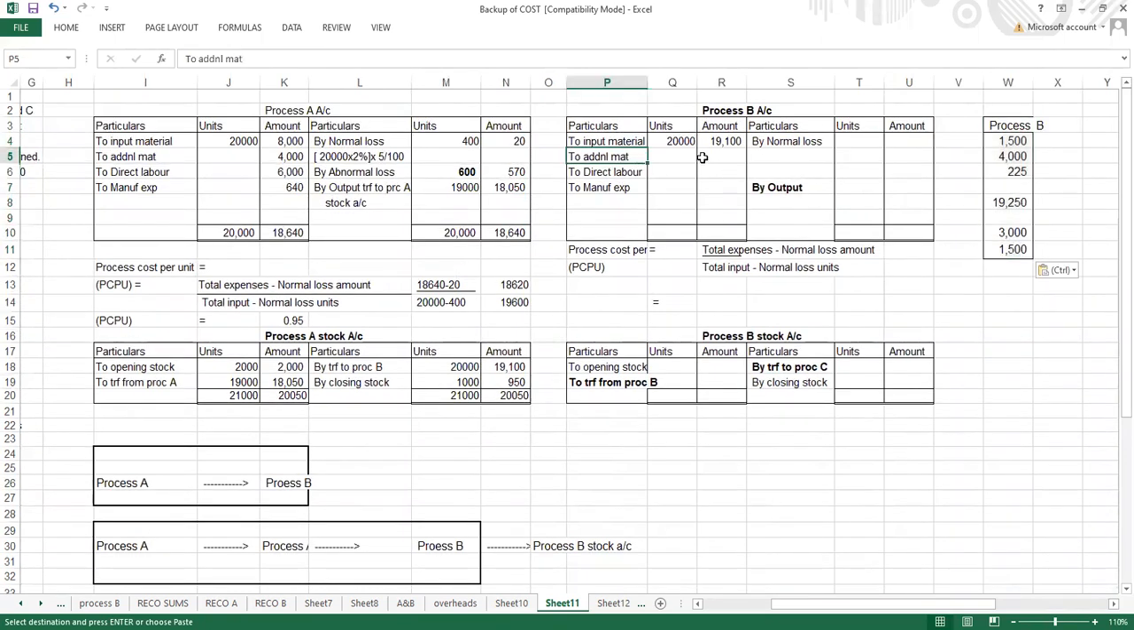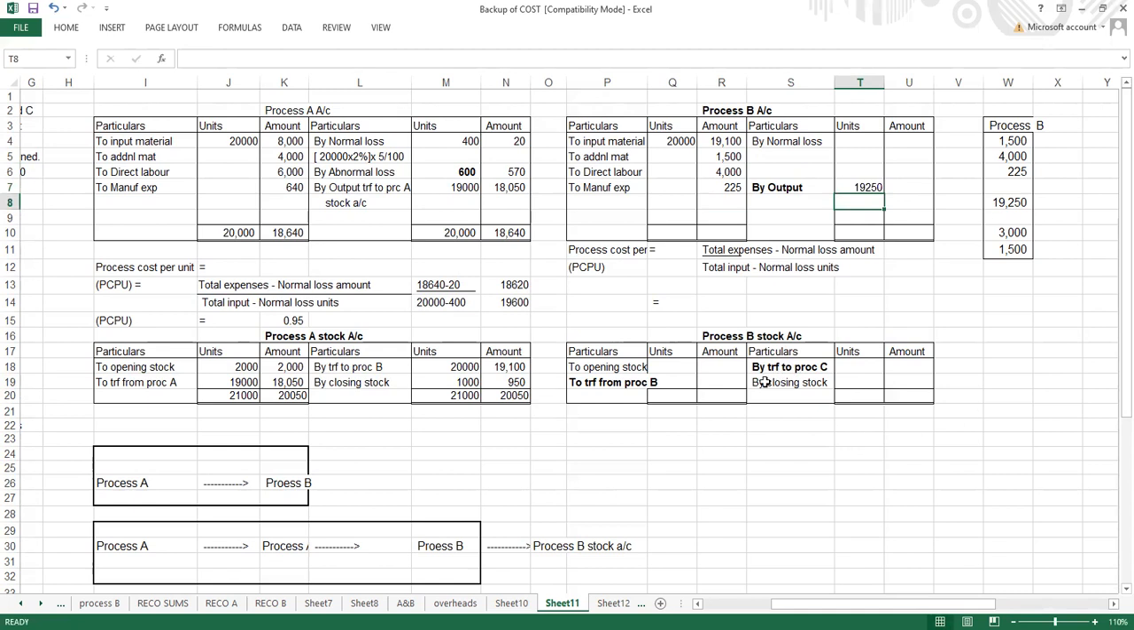So additional material is 1,500. Labor is 4,000 and manufacturing expenses are 225. Clear? Then my output is 19,250. Clear, student? This was given.